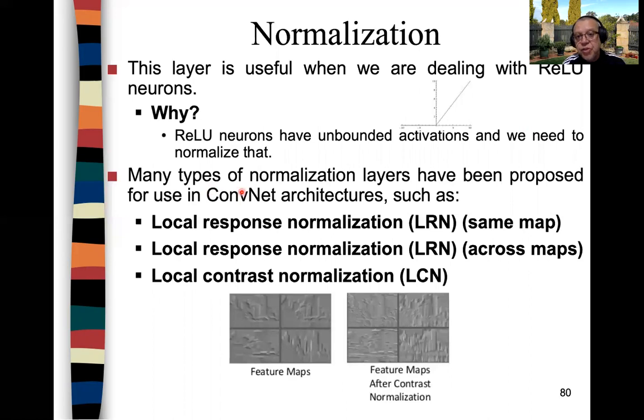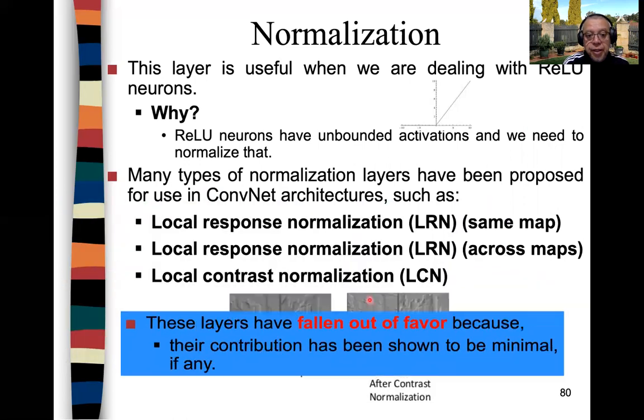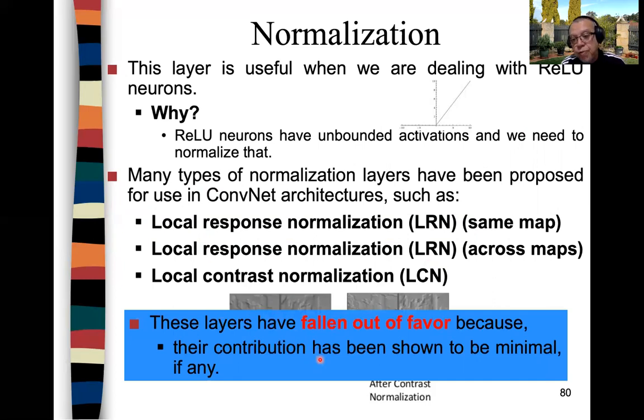And then many types of normalization approaches have been proposed for use in ConvNet architectures. One of them is the local response normalization, which has been used for AlexNet that we're going to talk about later. And there are two approaches in this case, the inter-channel and the intra-channel LRN, and there are other approaches. But the thing is that these layers have fallen out of favor because their contribution has been shown to be minimal, if any. It was initially used, for example, for AlexNet, but then people realized that this normalization doesn't make any difference, so it's not popular anymore.